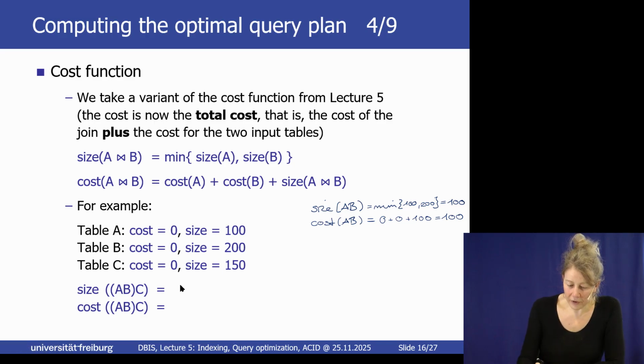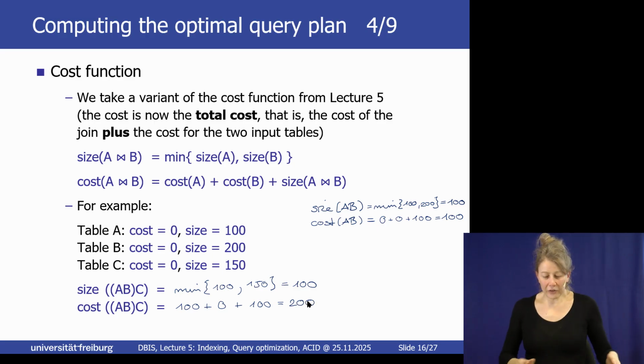And let's now compute this. So what's this? This is now the minimum. Now I'm joining this thing with C, so it should be the minimum of the size of this, 100, and 150, right? Yes. So the smaller of the two, and this is 100. And what's the cost? The cost of computing the AB one, that's 100. What's the cost of computing C, just the table? 0. Yes, and the estimated size of the result, which is 100. So that's 200.